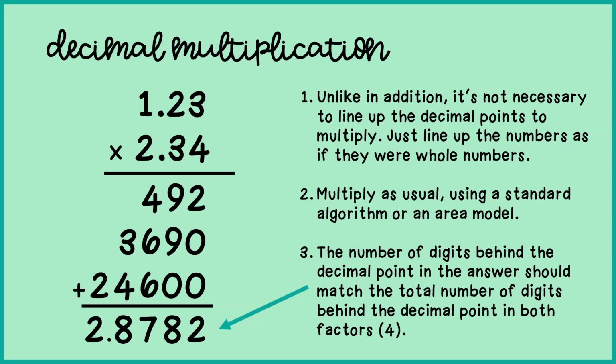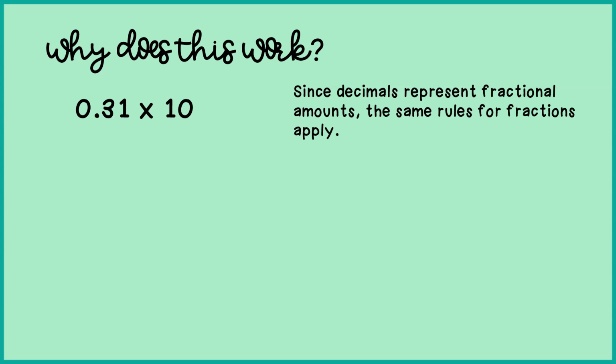So we have 23 hundredths behind the decimal point, so that's 2 digits, and then we have 34 hundredths behind the decimal point, that's 2 more digits, for a total of 4 digits behind the decimal point in our answer. So this is our answer here. We have 4 digits behind the decimal point, and that helps you to place the decimal point in the correct place. So let's think about why that works, to help remember that rule.